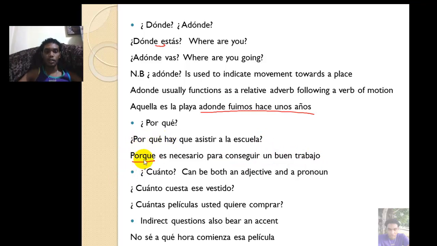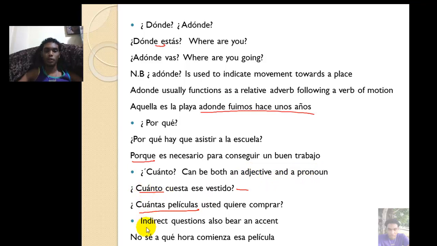Okay. So let's move on to ¿cuánto? It can be both an adjective and a pronoun, right? In its adjective form, right? We'd have ¿cuánto cuesta ese vestido? How much does this dress cost, right? And in ¿cuántas películas usted quiere comprar? Right? This would be the adjective. ¿Cuántas películas? Right? Describing quantity. Okay? And this would be the pronoun. Right?